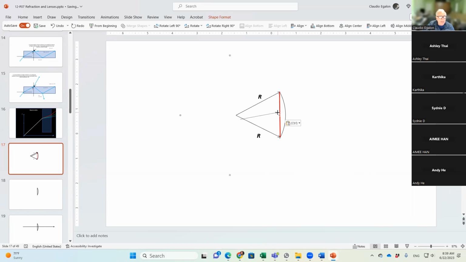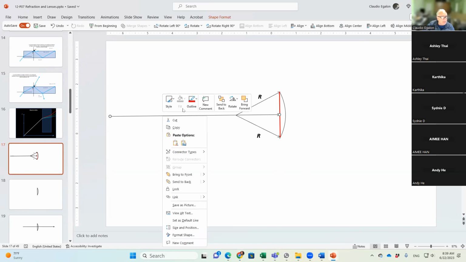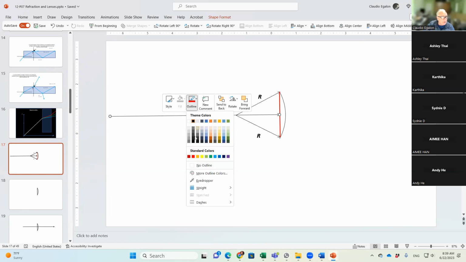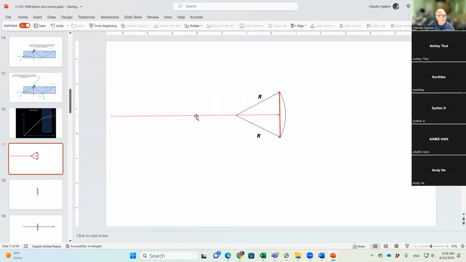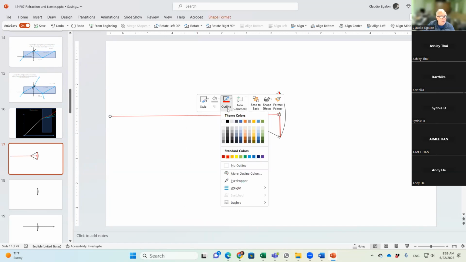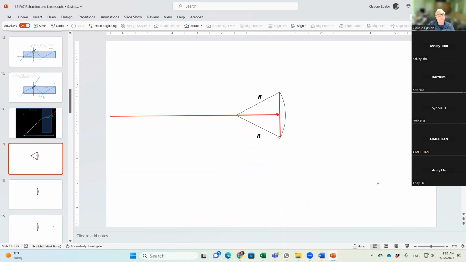So it doesn't have any curvature at all. The larger the radius of curvature, the flatter the surface. The larger the radius of curvature, the flatter the surface. I'm going to use a red color to emphasize that this arrow is for the other surface, like that.